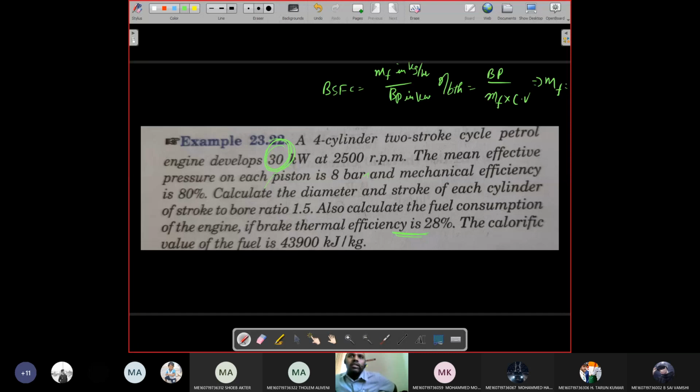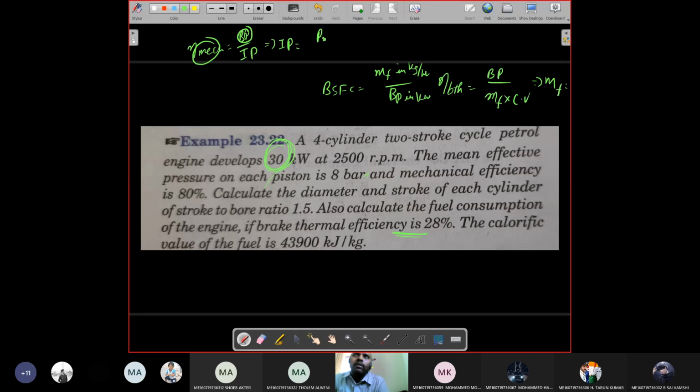That is this one, fuel consumption. Then diameter and stroke we can calculate by using the IP, indicated power formula, because mechanical efficiency is given. Mechanical efficiency is BP by IP, and you know BP and you know mechanical efficiency. From this we will get IP.